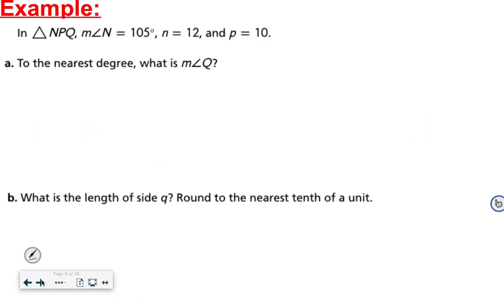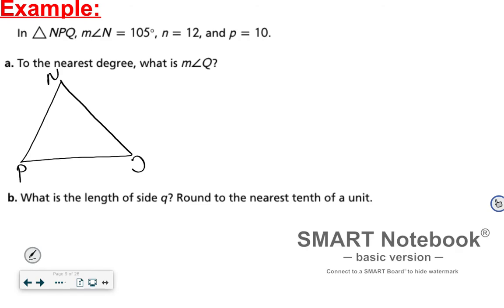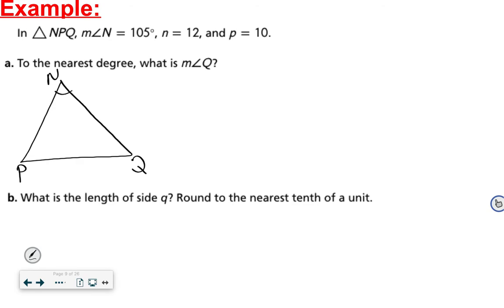Let's find these answers. We have a triangle NPQ. The measure of angle N is 105, and the opposite side of angle N is 12, which is side n. The opposite side of angle P is 10. To the nearest degree, what is the measure of angle Q? This is what I'm looking for. To be able to find this angle, you need to first find the measure of another angle. How?